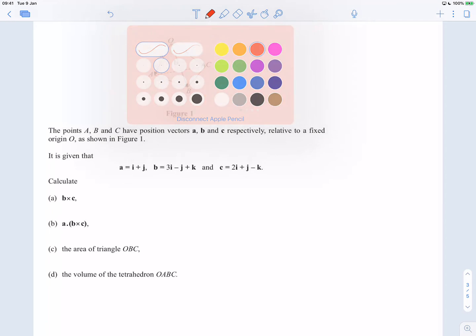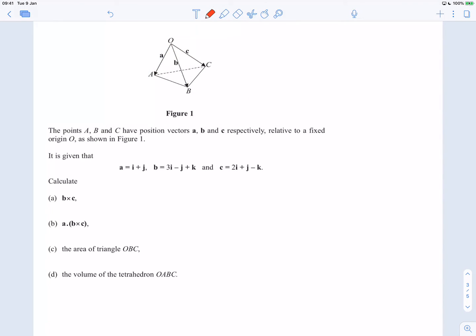The points A, B, C have position vectors a, b and c respectively relative to a fixed origin. It's given that a is i plus j, so that's 1, 1, 0. b is 3i minus j plus k, so that's 3, minus 1, 1. And c is 2i plus j minus k. Okay, find b cross c.